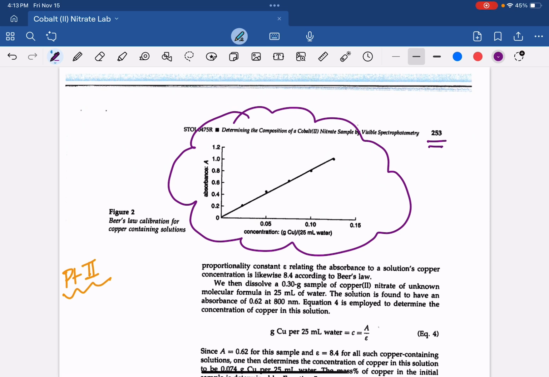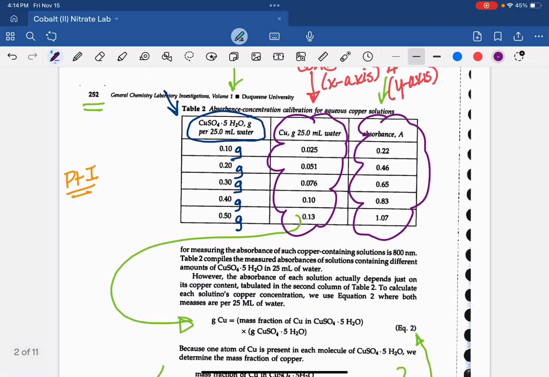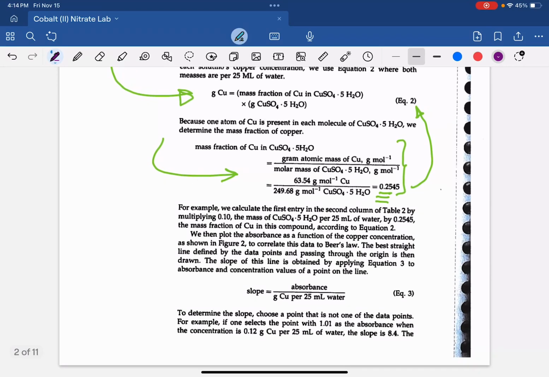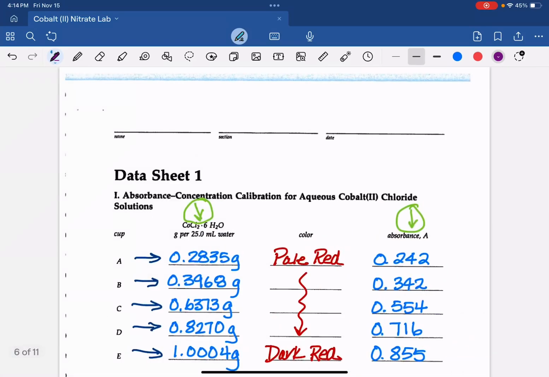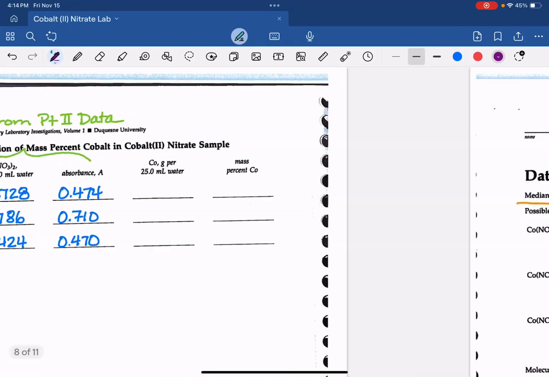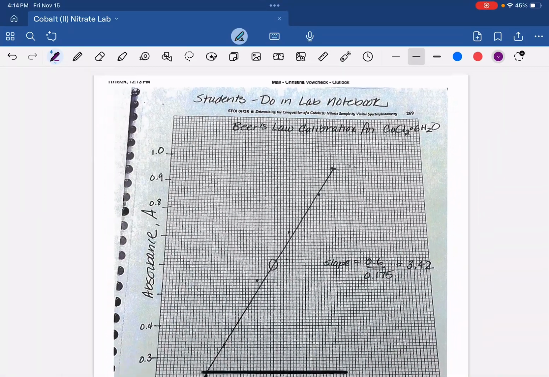Once you have it graphed, you can figure out the slope from it. The slope information is on the previous page, at equation number 3. If you look at the bottom of page 252, it gives you information on how to find that. So we're going to fast forward in my work, and I'm going to show you my graph.